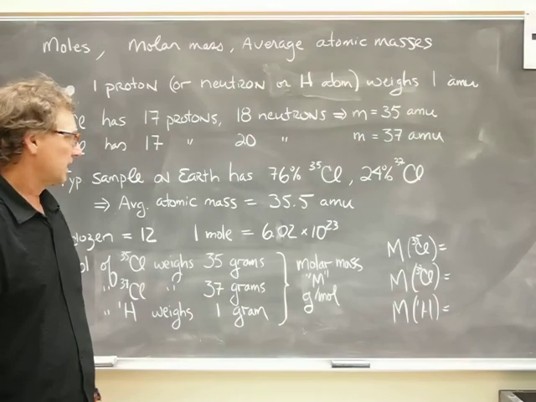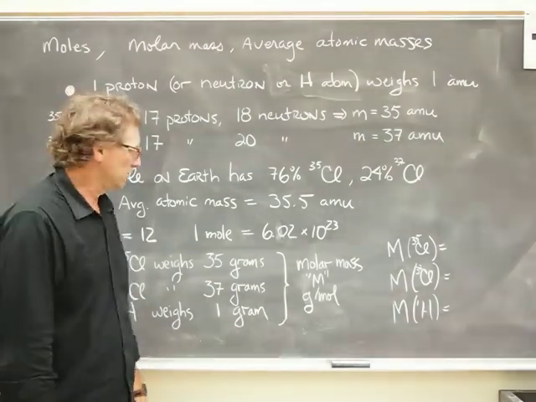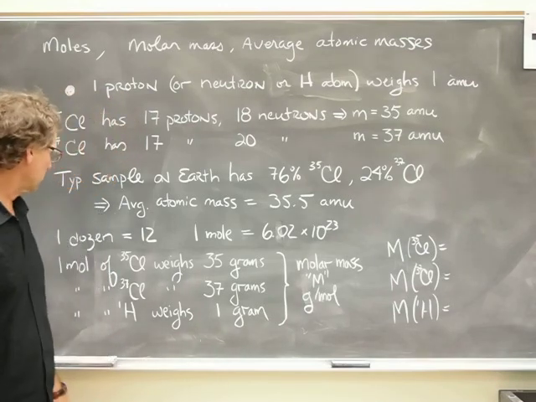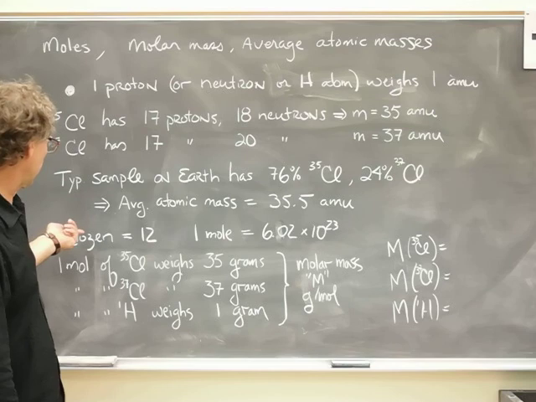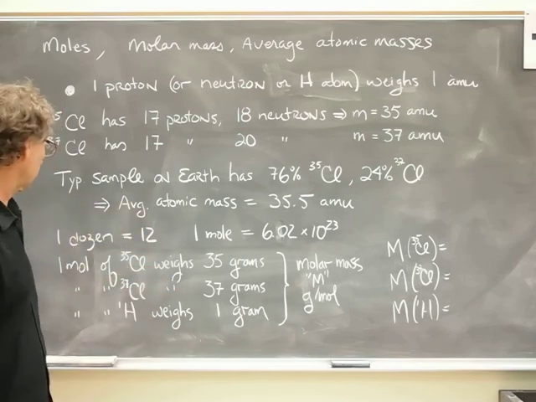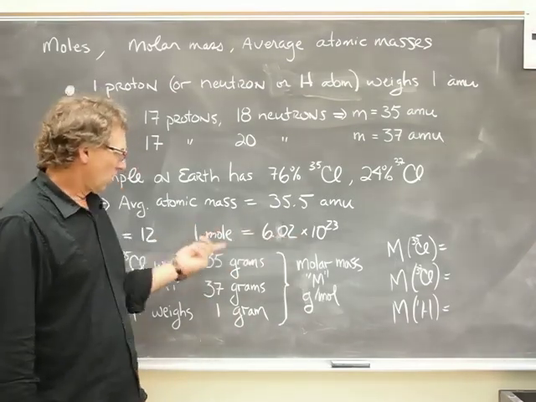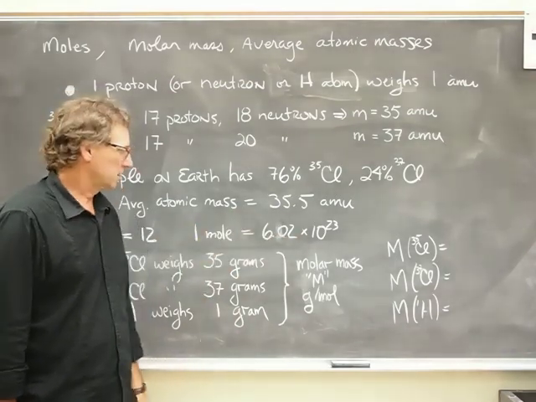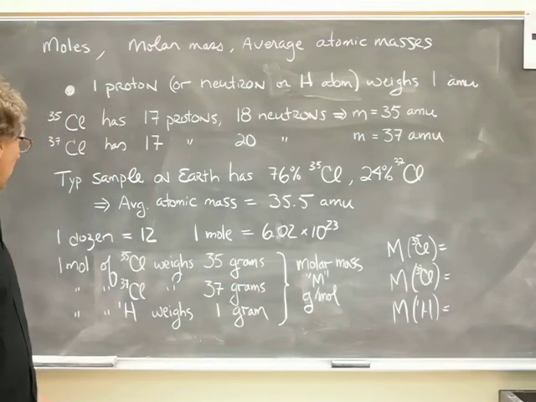So that's that idea. Now, the second idea here is what happens when we scale up to large numbers of atoms or molecules. Just by analogy, everybody knows that a dozen means 12, 12 eggs, 12 atoms, whatever you like. A mole is just like that, but it's a bigger number. A mole is 6.02 times 10 to the 23rd atoms or eggs or whatever you're working with.